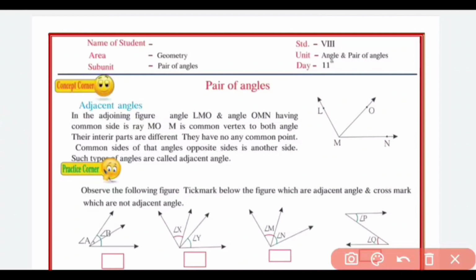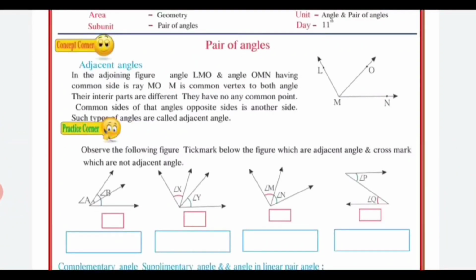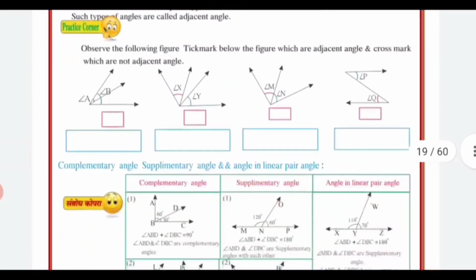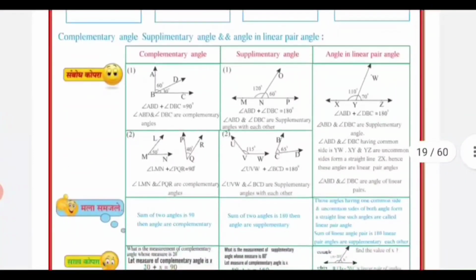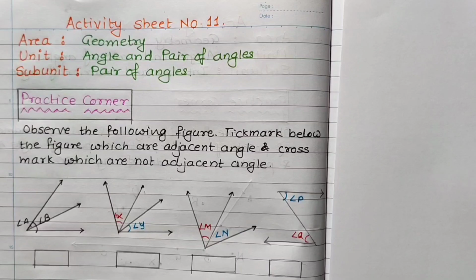So let us solve this practice corner in our notebook. We have given these diagrams. We have to observe the figure and tick mark below the figure which are adjacent angles and cross mark which are not adjacent, and below that we have to write their reasons. So let us do it first, and one more practice corner is there, so that we will solve later on. So this is my activity sheet number 11.